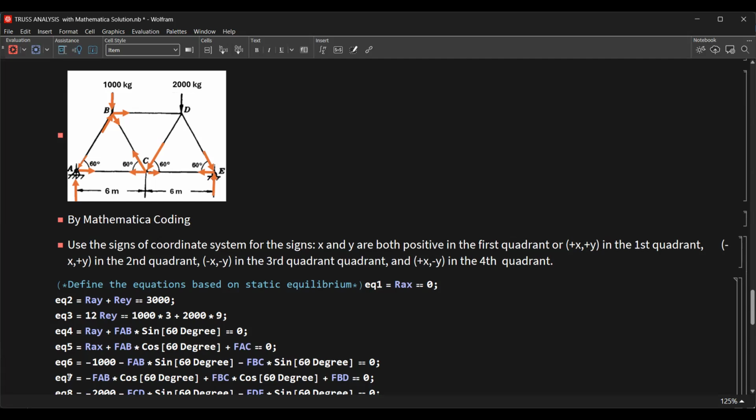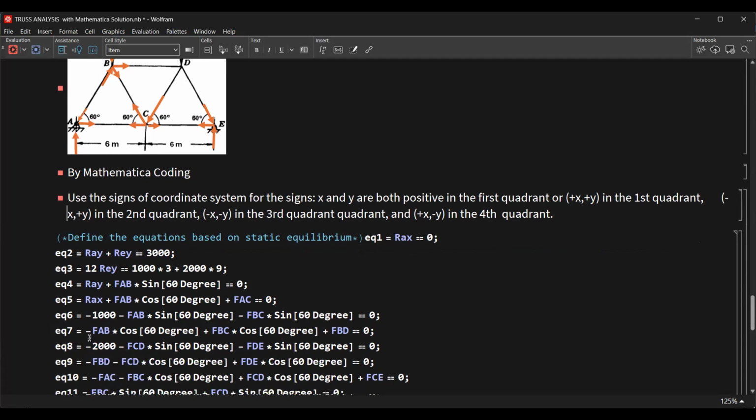Okay. Then for equation 7, this is the AB here, the X component of the force in AB, so that is negative. For BC, the X component of the force BC is positive to the right. Then BD is positive to the right also. Then we have negative 2000 directed downward. Then the Y component of FCD is negative, and the Y component of FDE is also negative, equal to 0.